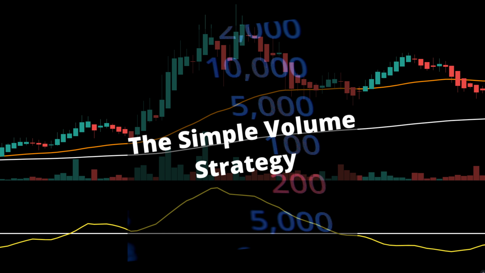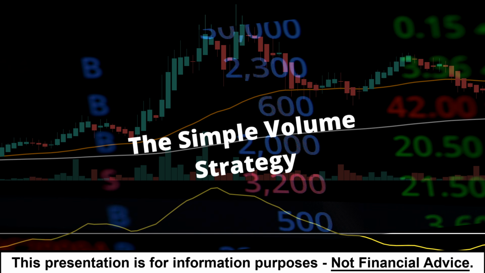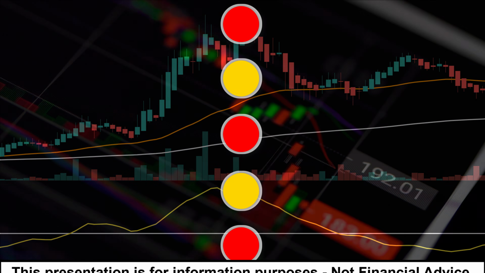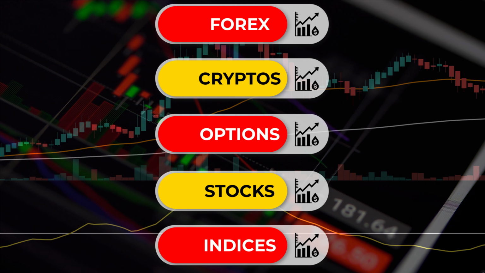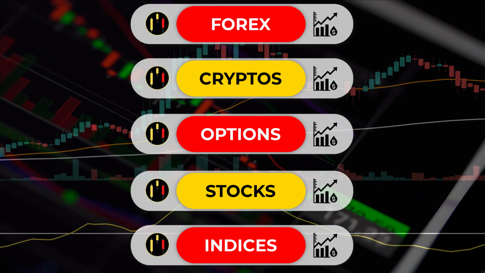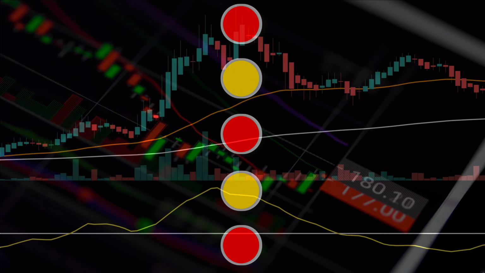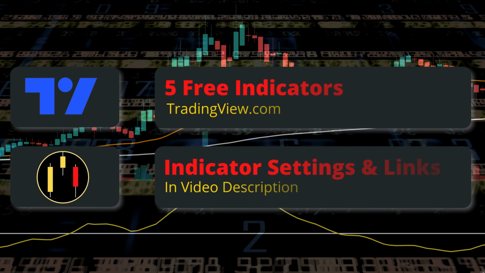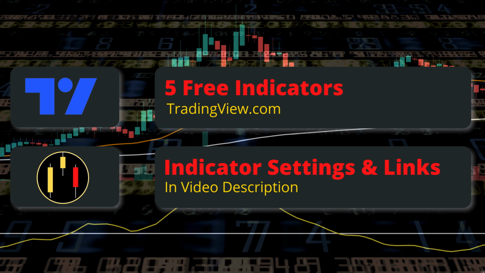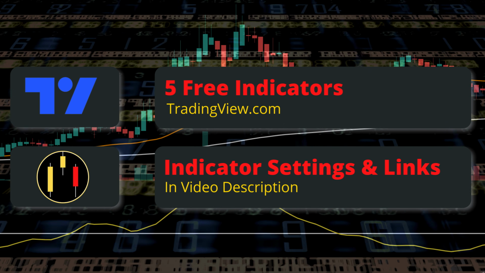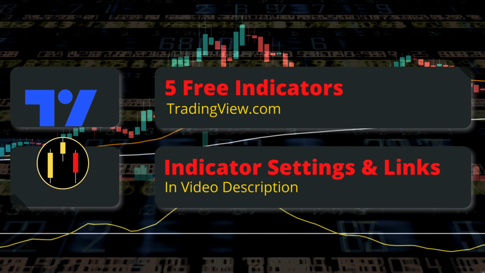This system is called the Simple Volume Strategy, and like most trading systems, it can be adapted to Forex, crypto, options, stocks, indices, or any instrument that has significant volume and market participants. This trading strategy utilizes 5 free TradingView indicators. As always, links and settings to all indicators are listed in the description below.